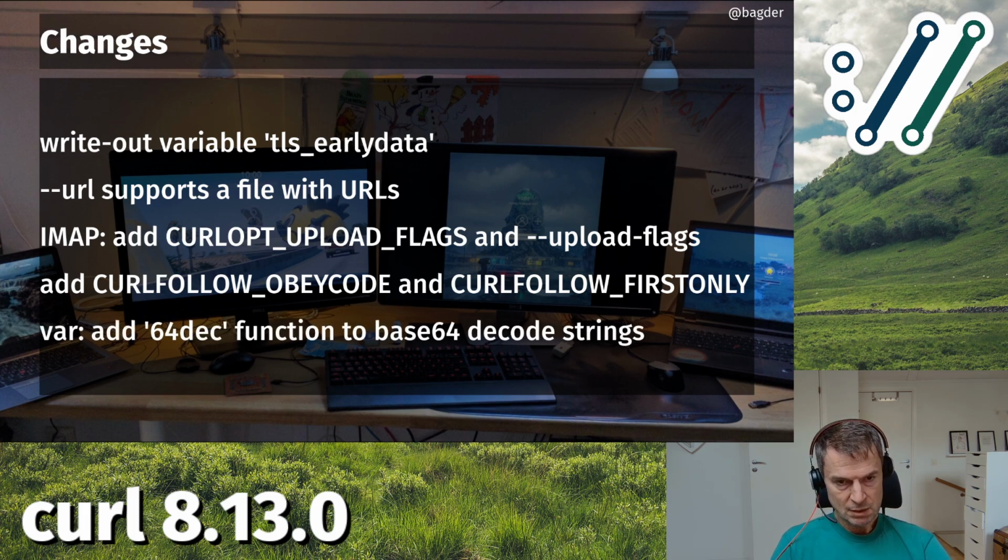We added a base64 decoding function to the variable system in the curl command line tool, so that if you have a base64 encoded string, curl itself can now decode that on the command line, and you can pass it on unencoded. And it already had the reverse ability, so it can already encode things into base64. So now you can do more fiddling with base64 with just the curl command line tool.